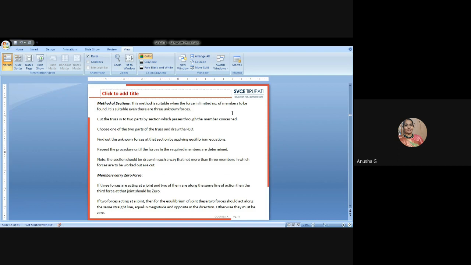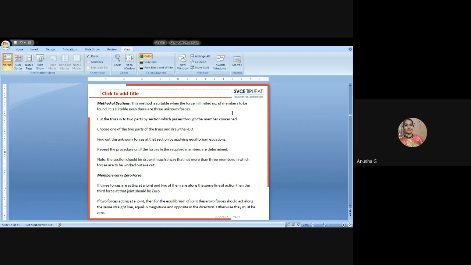Okay, now we see the method of sections. This method is suitable when the number of members whose forces are to be found is limited. It works even when there are three unknown forces. In the method of joints we can find only two unknown forces, but with more than two unknowns, we can easily find them with the method of sections.